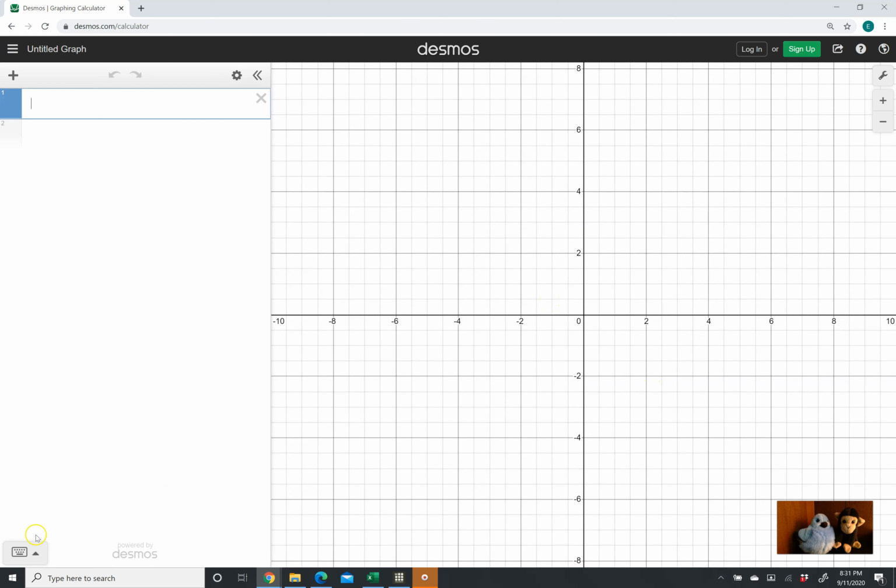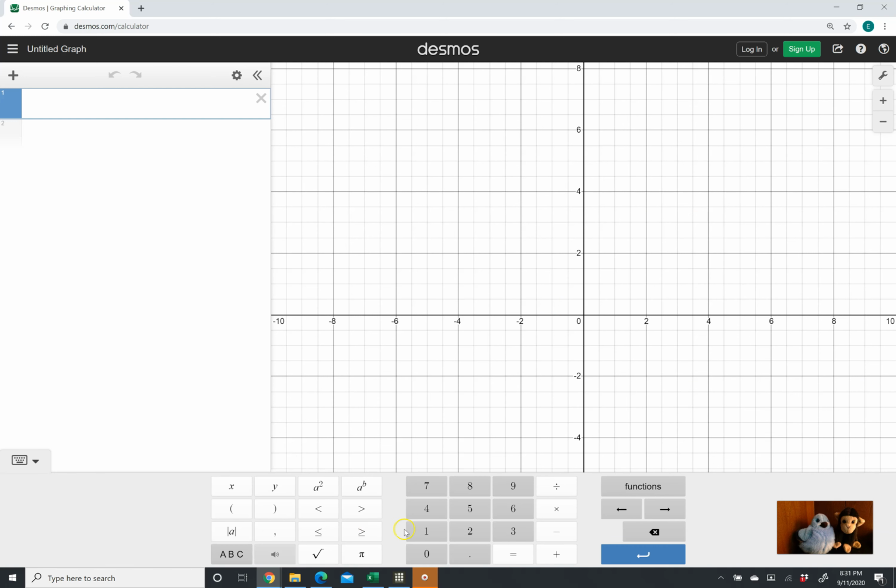So the keyboard is over here. So if you want to do square or any of those, you can do that. This will become more relevant to you later, but I just want you to understand what's going on here. So let's do 2x squared minus 3x plus 6, okay?